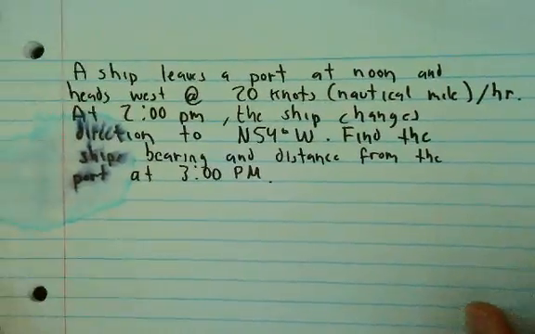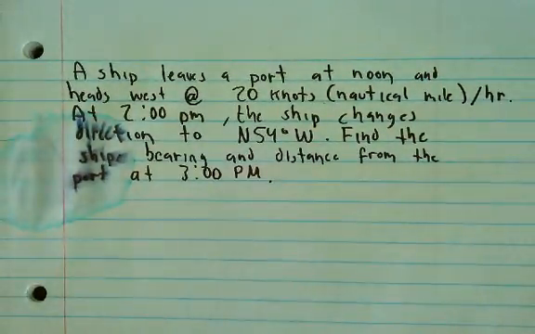Alright. If you can't see it, I'll read it. A ship leaves a port at noon and it heads west at 20 knots. 20 knots is just a unit of measurement, okay? It's nautical miles per hour. At 2 p.m., the ship changed directions to 54 degrees northwest. I want you to find the ship's bearing and the distance from the port at 3 p.m. So write the problem down and we're going to tackle this together.